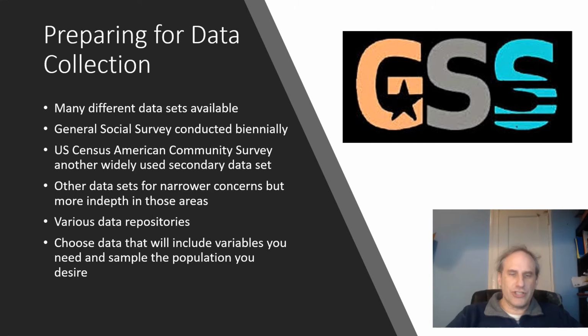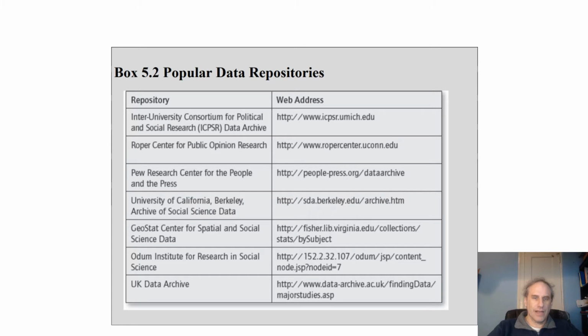What you need to do is choose the data that will include the variables you need and sample the population you desire to see from. So what are some of these popular data repositories? This is from your book. You can see a few different ones.